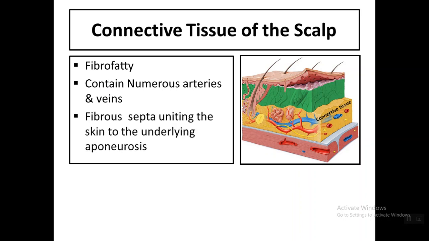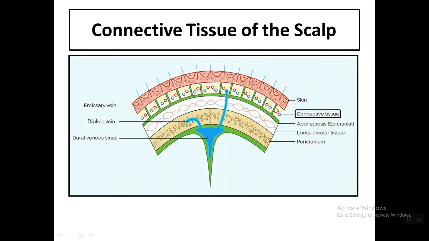Also, there are fibrous septa that are uniting the skin to the underlying aponeurosis. يعني كان نشوف أنه هذه الطبقة اللي هي طبقة connective tissue of the scalp is fibro-fatty containing numerous blood vessels. هاي اللي باللون الأحمر والأزرق contain numerous blood vessels, and there are fibrous septa هذه اللي هي باللون الأخضر. هاي الحواجز تربط لنا الأبونيوروسس اللي هي تحت هذه connective tissue ويا السكين اللي هو above, connecting these two layers. These are the fibrous septa through this connective tissue that are connecting the skin to the underlying aponeurosis.